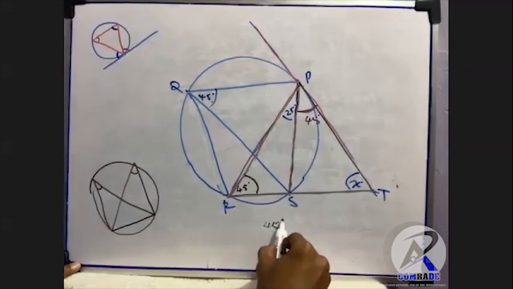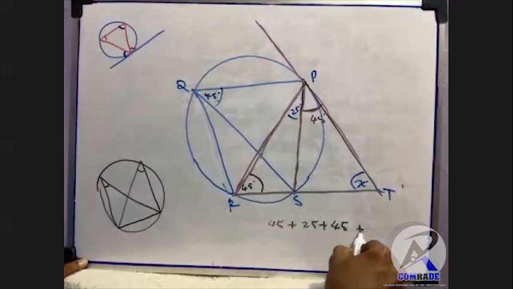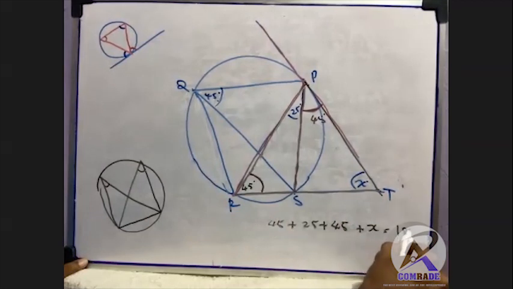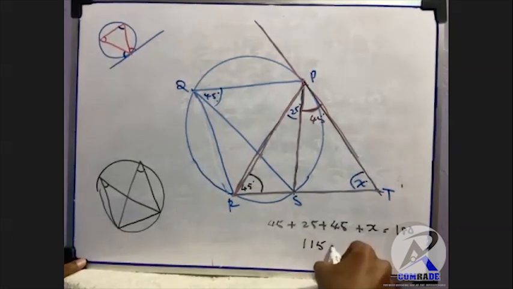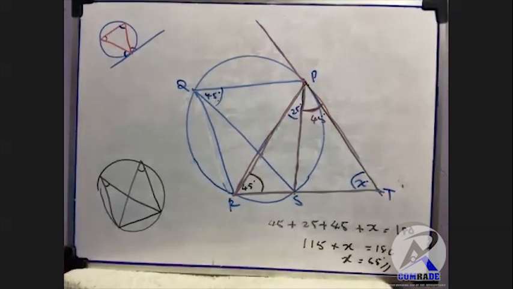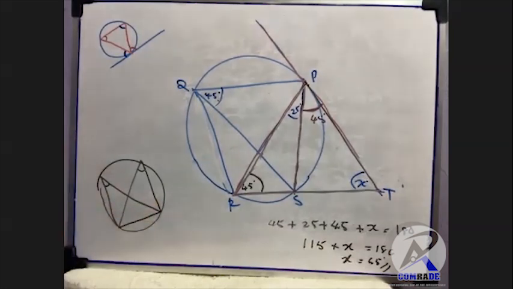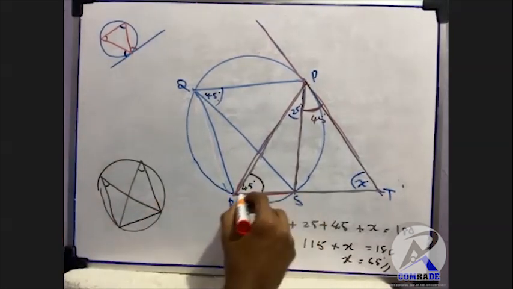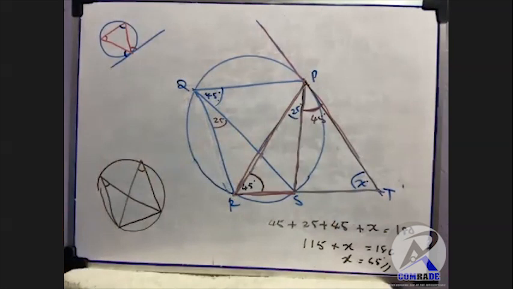So 45 plus 25 plus 45 plus x equals 180. 45 and 45 is 90, 90 plus 25 is 115. 115 plus x equals 180, so x equals 65 degrees. That is the answer. I hope you understand. This is the same segment. For 25 also, I can declare that R and S are in the same segment, so this one also will be 25. We don't need that for the question.